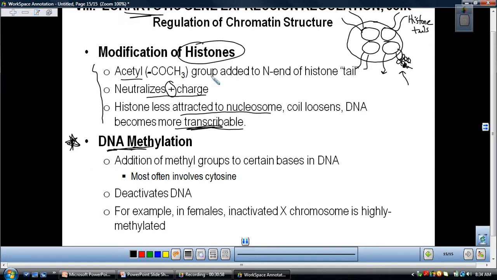But this is a way of regulating gene expression by adding methyl groups to certain bases in DNA. Most often they've discovered it happens with cytosine. It deactivates the DNA. So if DNA is deactivated, it's not going to be transcribed. So the more highly methylated it is, the less transcription occurs at that region. Well, lo and behold, they found out that this is the reason for the inactivated X chromosome, which we studied with genetics. In females, remember we talked about one of the X chromosomes being inactivated. We discovered that the one that's inactivated is highly, highly, highly methylated.